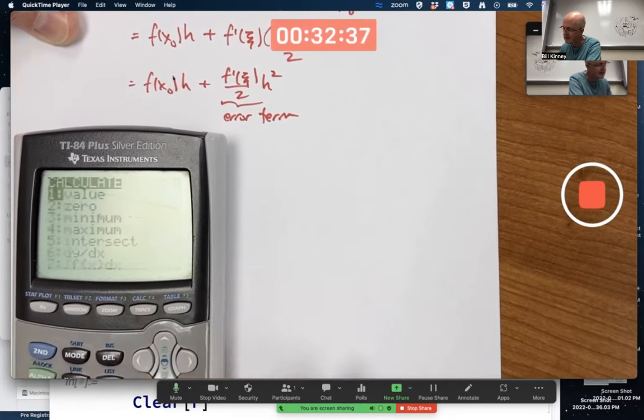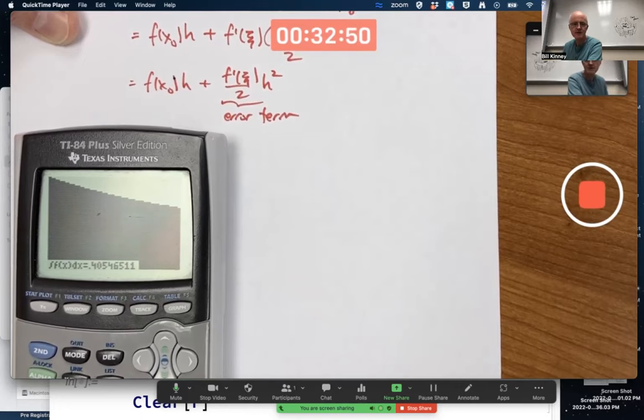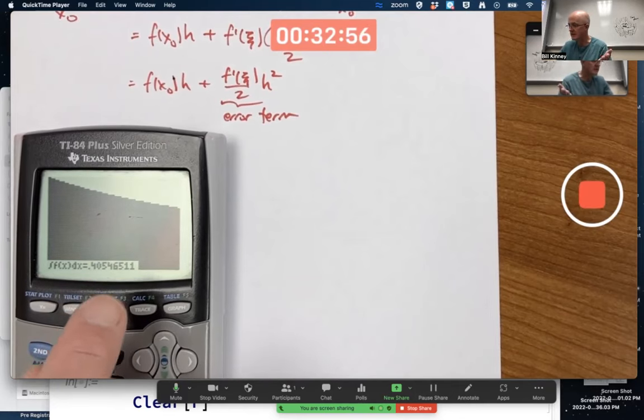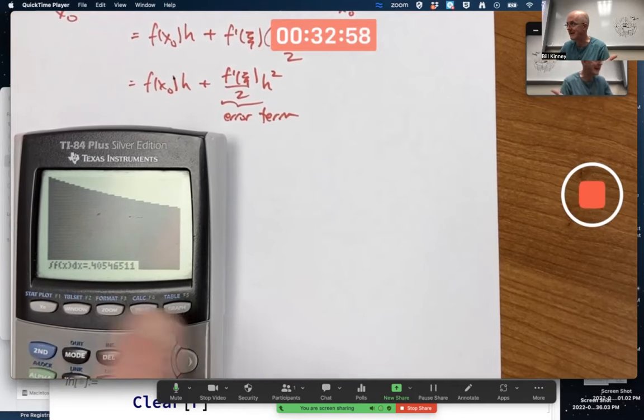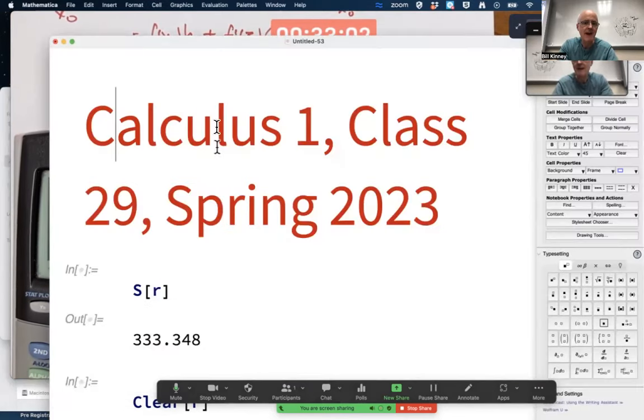Go to the calculate menu. Go to integral. Lower limit is 1. Upper limit is 1.5. The approximation is about 0.4054651. That's the calculator's approximation. That's supposedly good to that many decimal places, exactly right to that many decimal places. Let's confirm it with Mathematica.